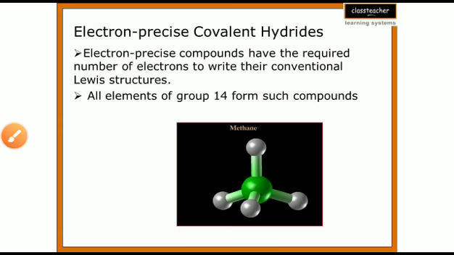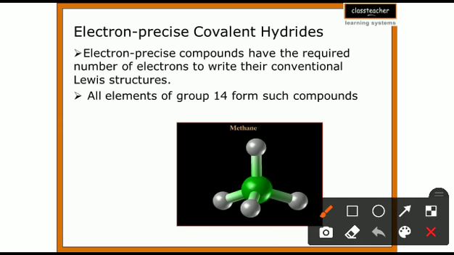Okay, next is the electron precise covalent hydride. That means electron precise compounds have the required number of electrons to write their conventional Lewis structure. All the elements of group 14 form such compounds. For completing the valency of carbon it requires 4 hydrogen, that is CH4. Whenever 4 hydrogen combine with carbon, they complete their valency, and there is no need for any acceptance or donation of electrons. That's why it is called electron precise covalent hydride.